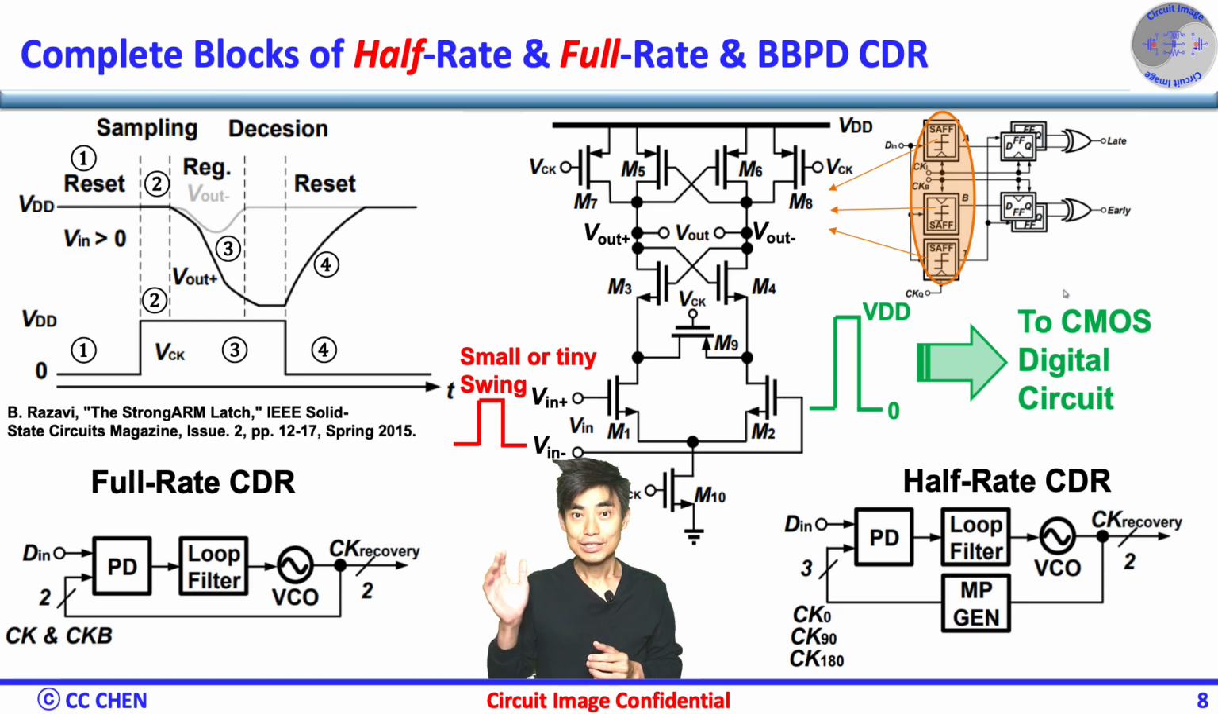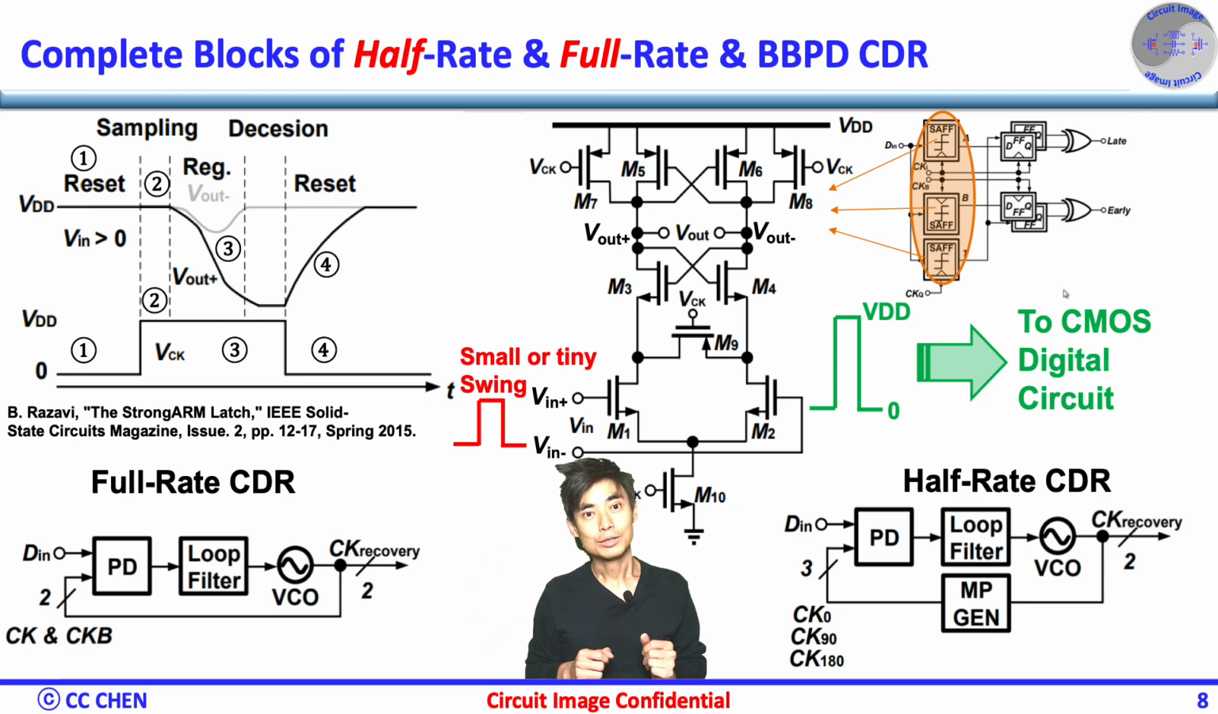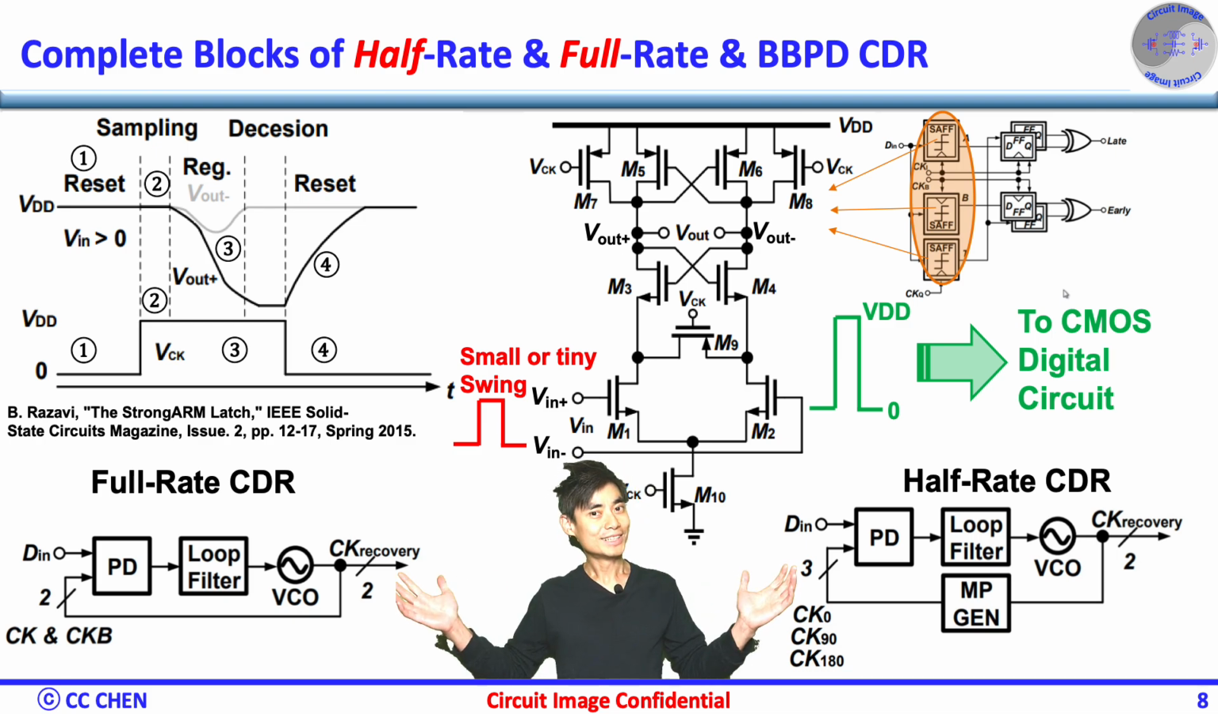Correct. Strong arm latch. We will talk about it for a while. Then we should put all the complete blocks for bang-bang PD CDR in both full-rate and half-rate clocking now. From the first quick image, which topology do you prefer?